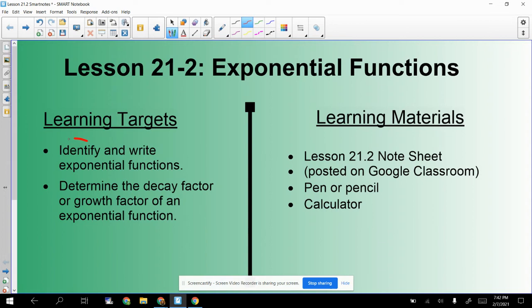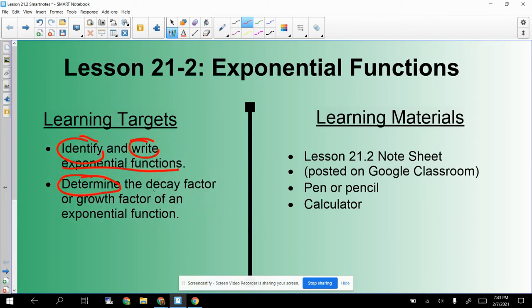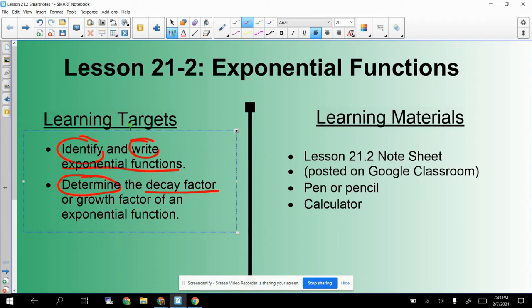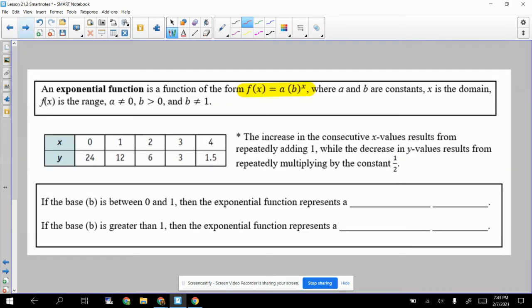Our learning targets are that we are going to identify and write exponential functions, and we are going to determine the decay factor or the growth factor for those exponential functions. Okay, so let's go ahead and get started.